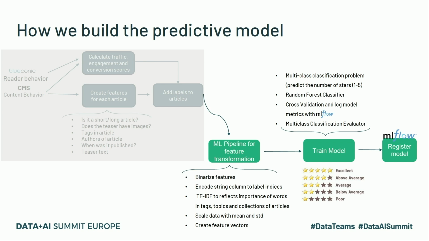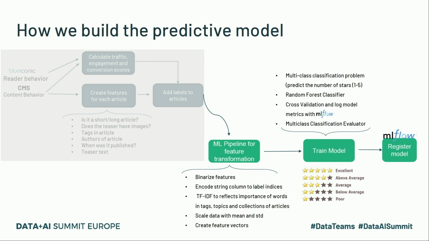In this step, we binarized the features, we encoded string columns into label indices. We used TF-IDF to actually reflect the importance of words in tags, topics, and collections of articles. We used the mean and standard deviation to scale the data. And then at the end, we created a feature vector. Once we had that, we were ready to train the machine learning model.